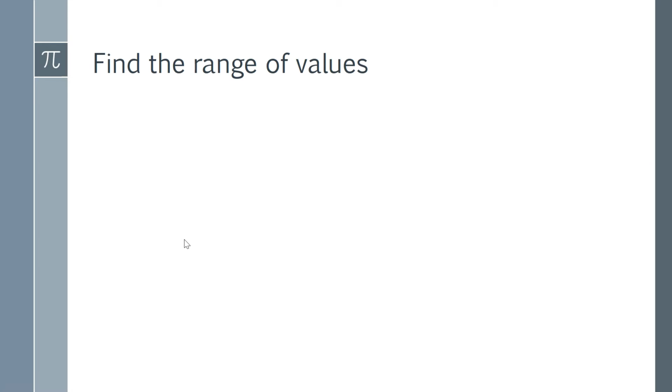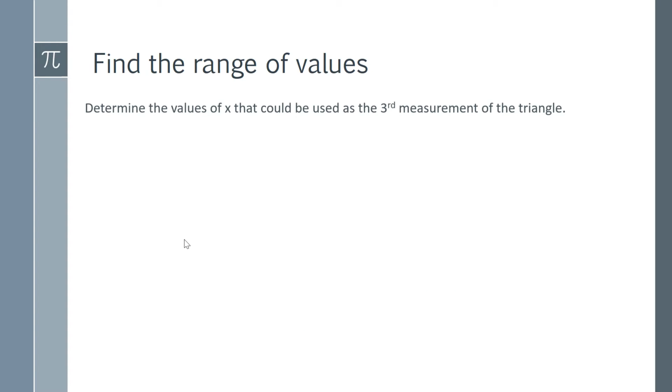All right, so the last thing with this theorem that I want you to be able to do is to find some range of values. So we're going to determine the values of x that could be used as the third measurement. I'm going to give you two values and x. You have to determine the values for x that would make a third side of the triangle. So we're going to set up a compound inequality.